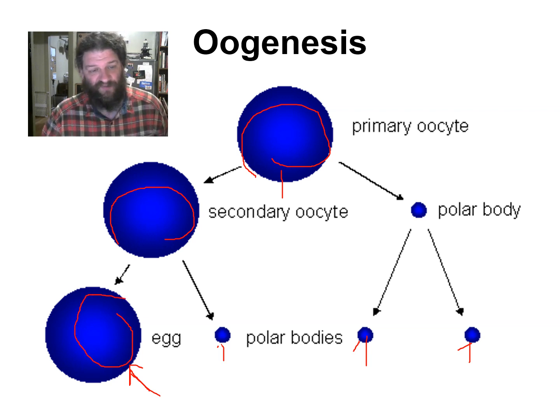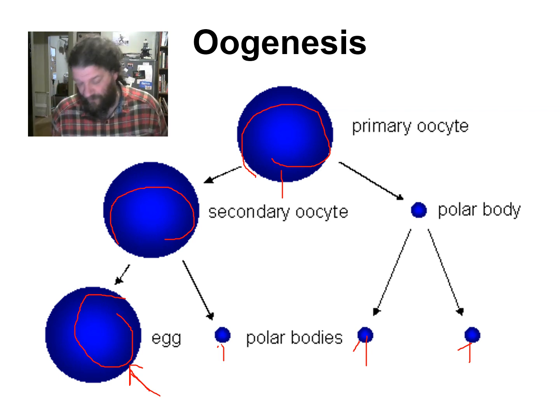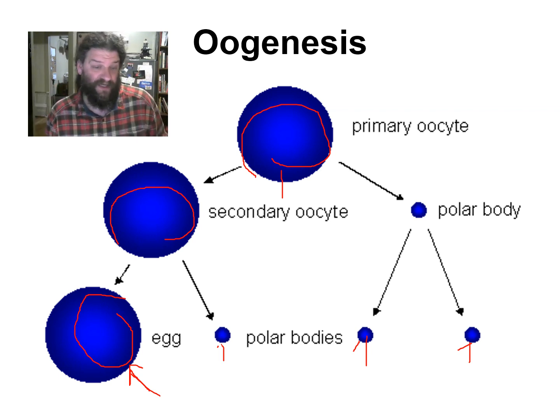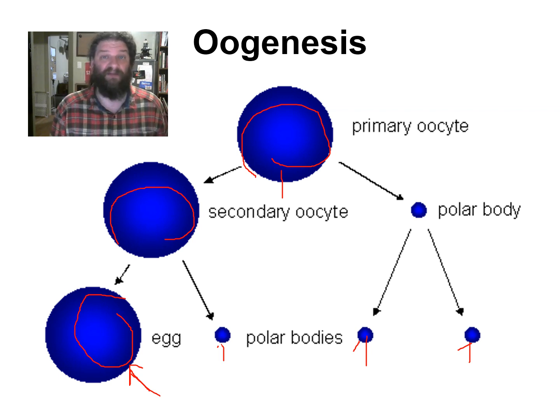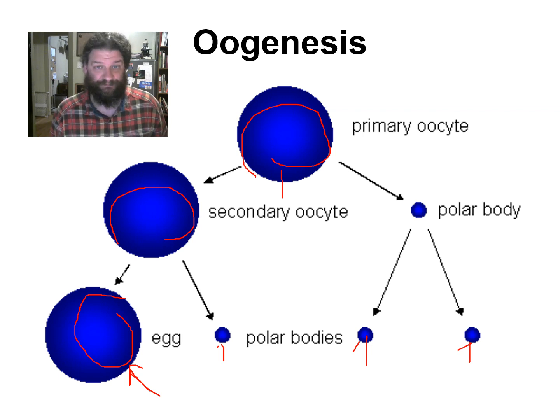So all of the cytoplasm ends up going into the big, huge, going-to-be egg cell. So they get all of the mitochondria and all that kind of stuff that they're going to need. The sperm doesn't provide any of that stuff. All the sperm provides is 1/2 of the nucleus.